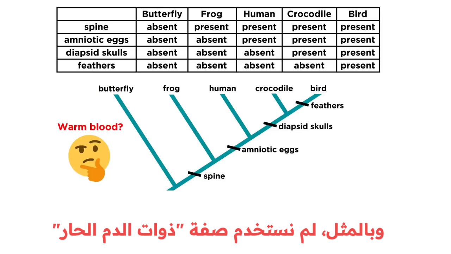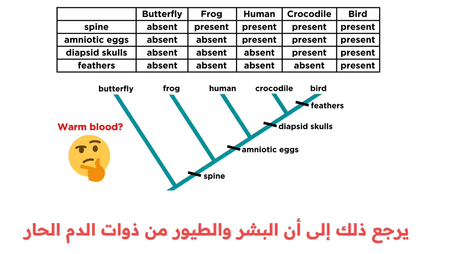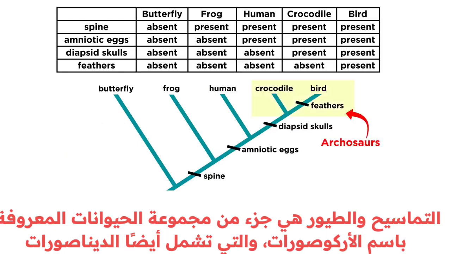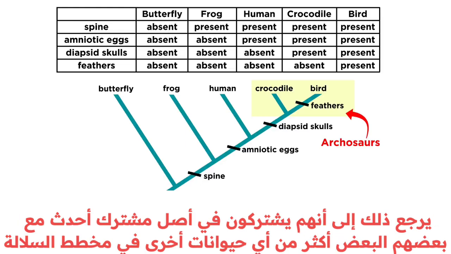Likewise, we didn't use the characteristic warm-blooded. This is because both humans and birds are endotherms, but crocodiles are not endotherms, even though crocodiles are more closely related to birds than to humans. Crocodiles and birds are both part of the clade of animals known as archosaurs, which also includes the dinosaurs. This is because they share more recent common ancestry with each other than any other animals in the cladogram.